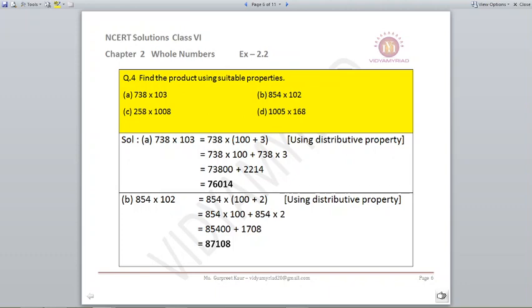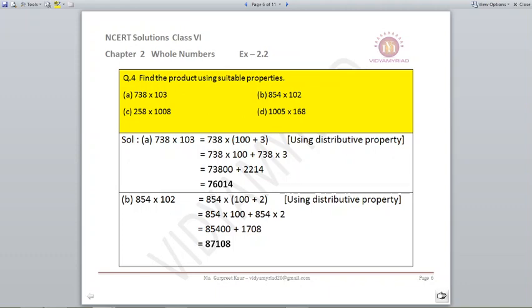Question number 4. Find the product using suitable properties. Now here we have 738 multiplied by 103. Now I will break 103 as 100 plus 3. So now distribute it. It will become 738 multiplied by 100 plus 738 multiplied by 3. So I can easily write the first part, 73800, plus I have to just do 738 multiplied by 3, which is very simple, that is 2214. Add them together, you get 76014 as your answer.